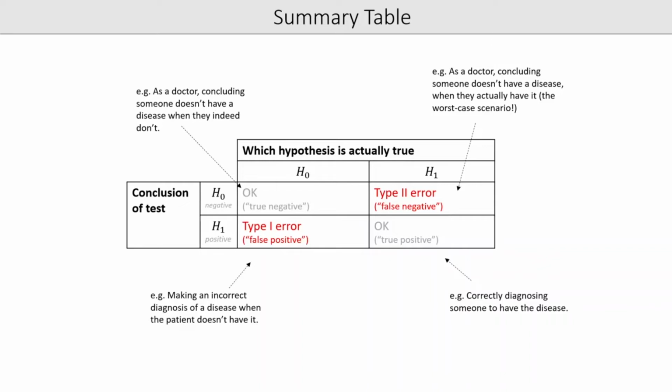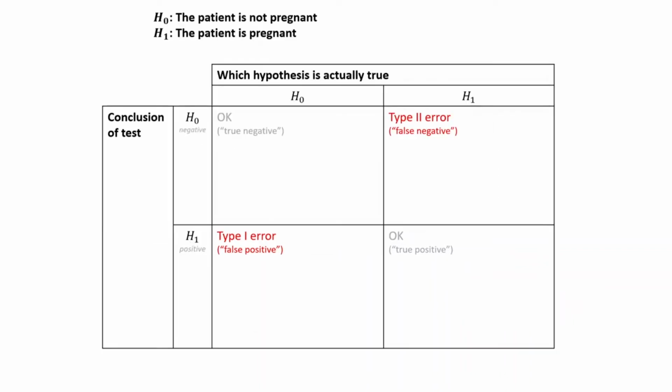Type 1 and type 2 errors. Rejecting H0 incorrectly is a type 1 error, and accepting H0 incorrectly is a type 2 error. Let's have a look at some more visual examples.